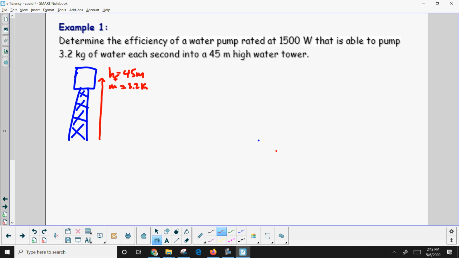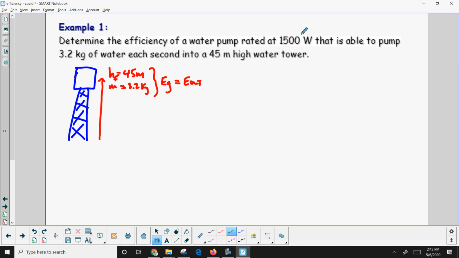3.2 kilograms. And what we're doing is we're lifting the water up. That's the desired form of energy. This is going to be my output energy, and it's going to be my gravitational energy. It's output. There you go. Now, where's the energy coming from that's going into the system? Well, it's going to be from the pump.